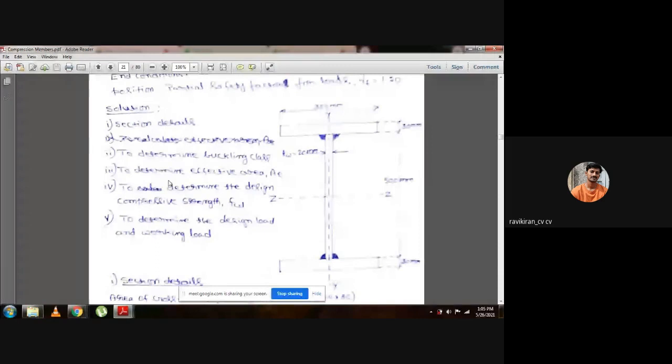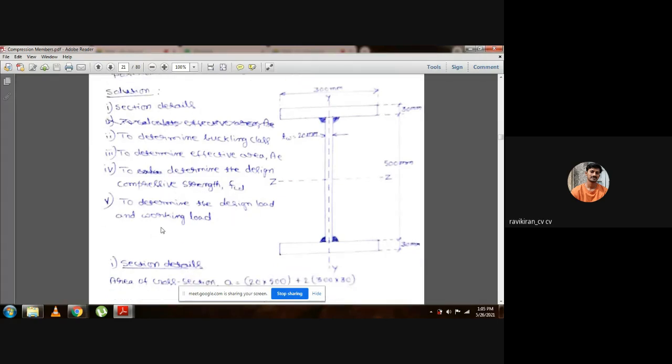The sectional details, what we need to understand. First, sectional details, and next to determine the buckling class, and next to determine the effective area, and next determine the design compressive strength, that is FCD, and next determine the design load and working load.